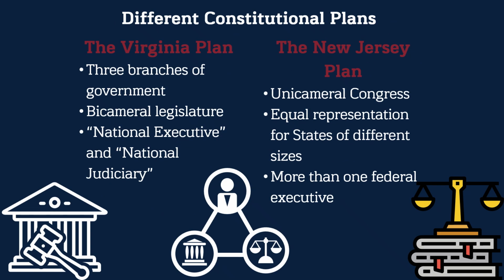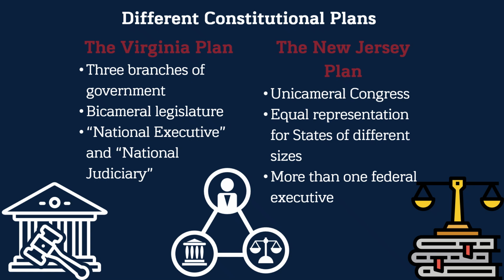Now, the Constitutional Convention was originally supposed to resolve the issues where they were just going to alter the Articles of Confederation, but it turned into they were going to draft an entirely new government. And so different plans popped up in this discussion.